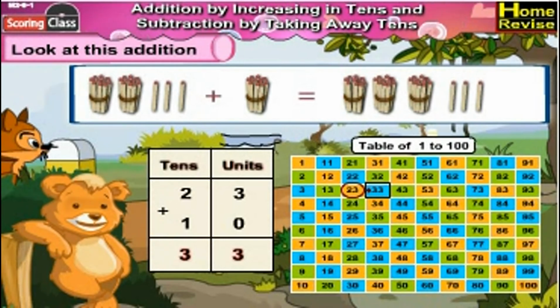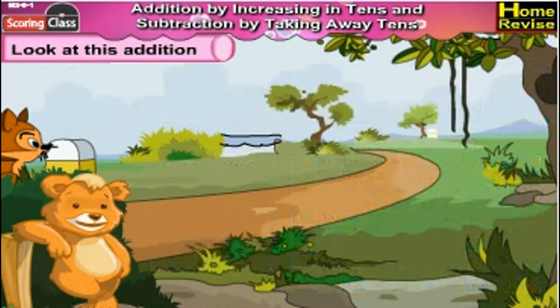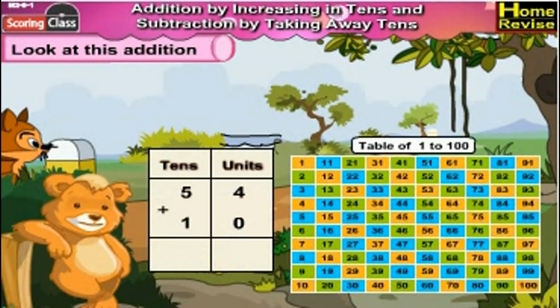Did you notice that? So after adding 10 to any number, the answer is the number in the next column of the same row of the table 1 to 100. Now let's see one more sum. Now add 54 plus 10. In the table, 54 is here. In the right side column of the same row, the number is 64. You know what it means? It means 54 plus 10 is 64.